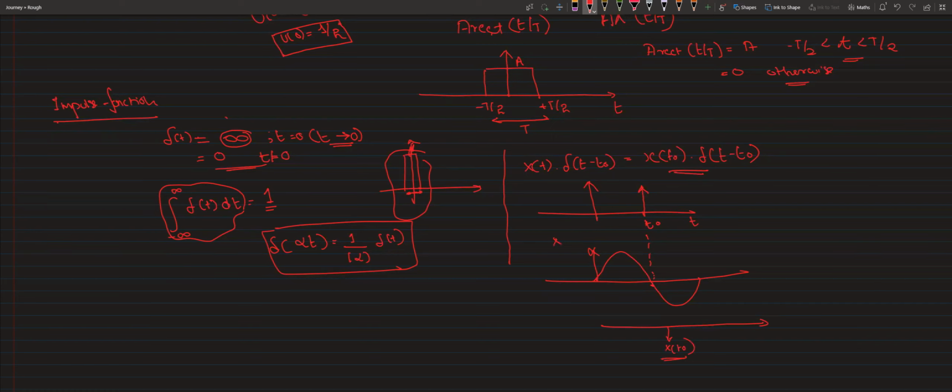In signals and systems, you have to visualize so that it becomes very easy. I'll give you another example. I have cos t into delta of t minus pi. This is one of the competitive exam questions. So what is the value here? Based on this property, what will this be?